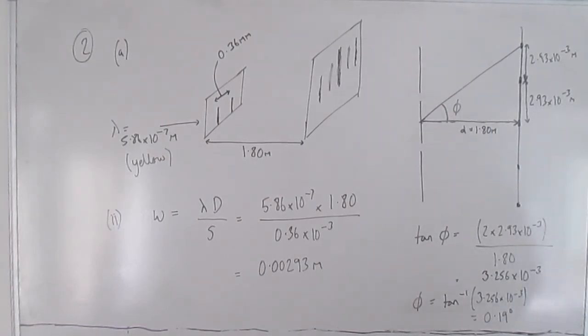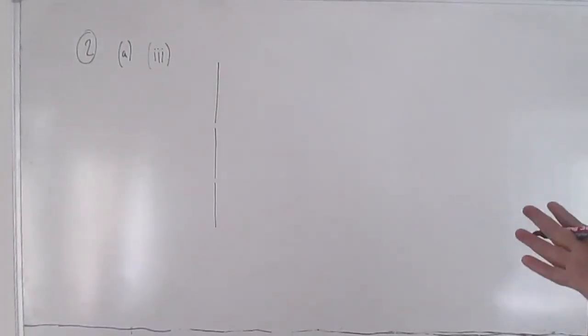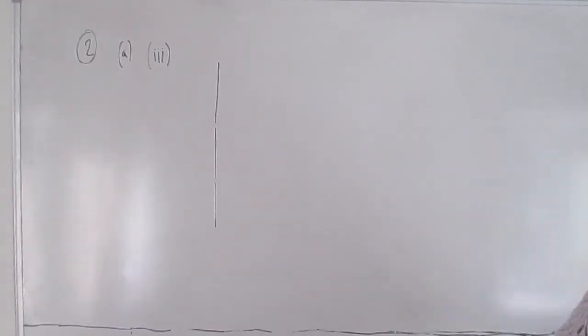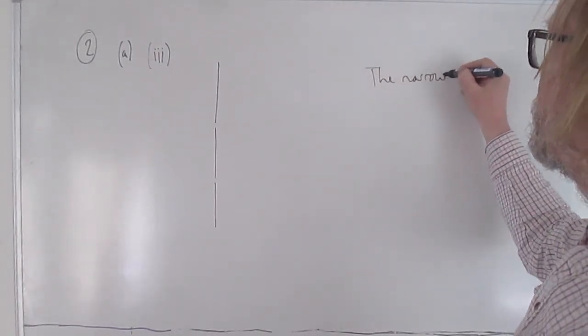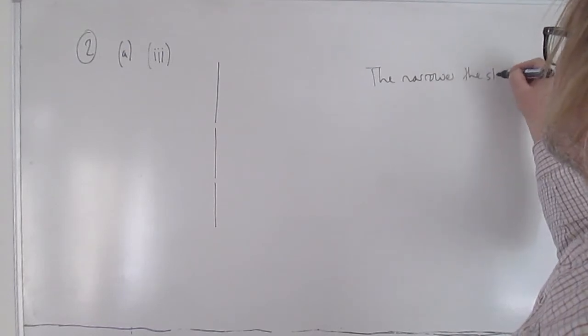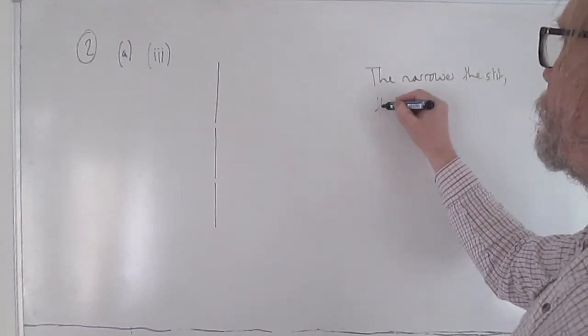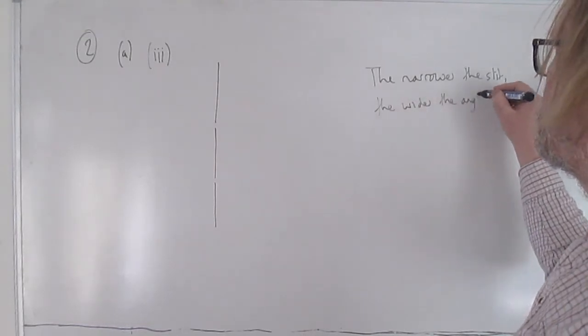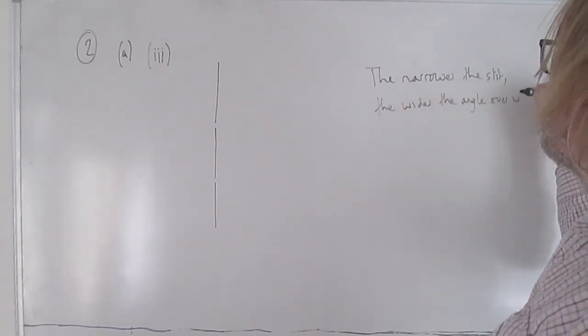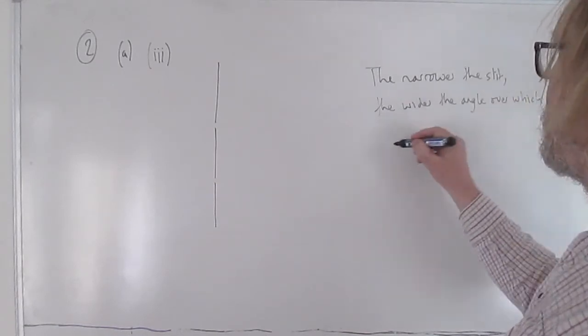Part 3 rather wants to know why, if we make these individual slits narrower, we see more fringes. So the key to this is the idea that the narrower the slit, the wider the angle over which the light is diffracted.